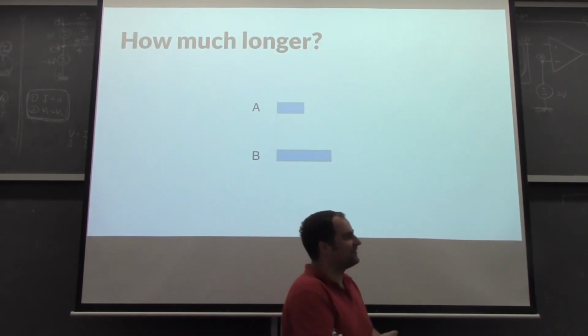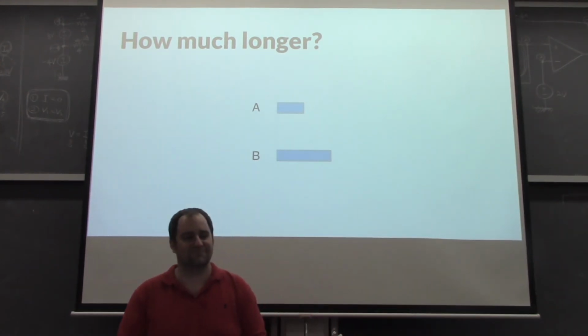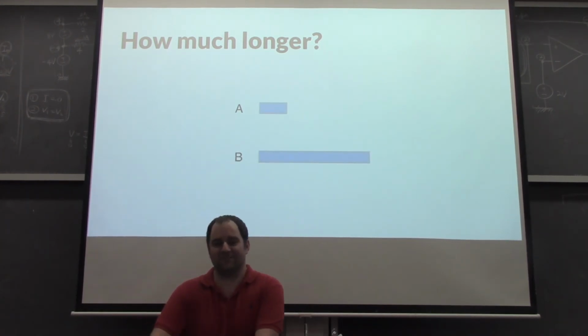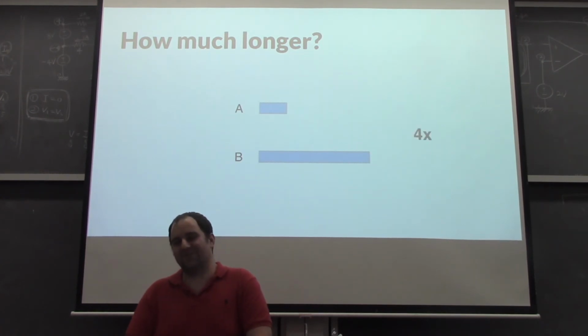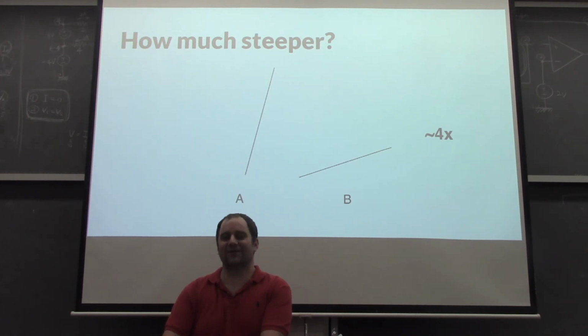Okay, I'm going to do another experiment. How much longer is B than A? Twice. Everybody got it right. How much longer is B than A? 3 or 4? I heard mostly 4. Everybody got it right. How much steeper is A than B? I hear many different things. 6, 3. The answer is about 4 times. So we can see there is way less consensus on how much steeper A is than B.